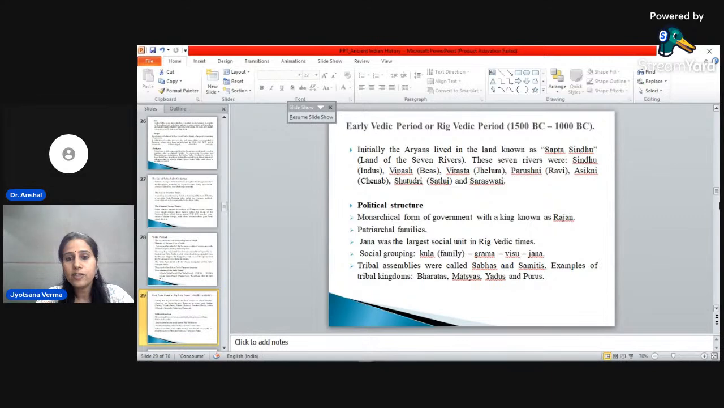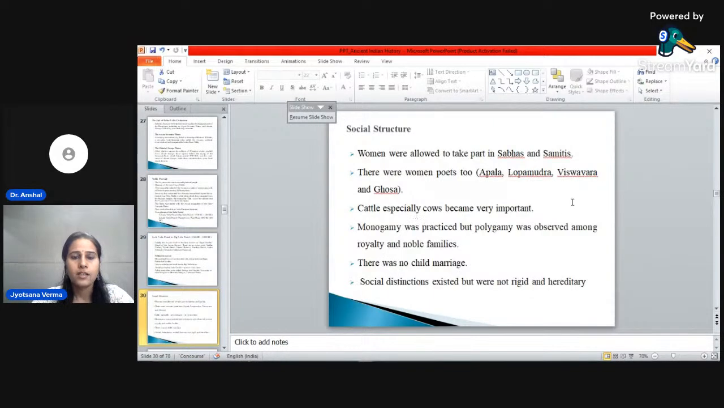Social grouping went from Kula, the family, to Gram, Vis, and Jana, and the tribal assemblies were called Sabha and Samiti. These are some of the political units, along with some of the tribal kingdoms like Bharat, Matsya, Yadu, and Puru. In the social structure of this period, women were allowed to take part in political decisions and political units like Sabha and Samiti. There were women poets such as Apala, Lopamudra, and Ghosa.